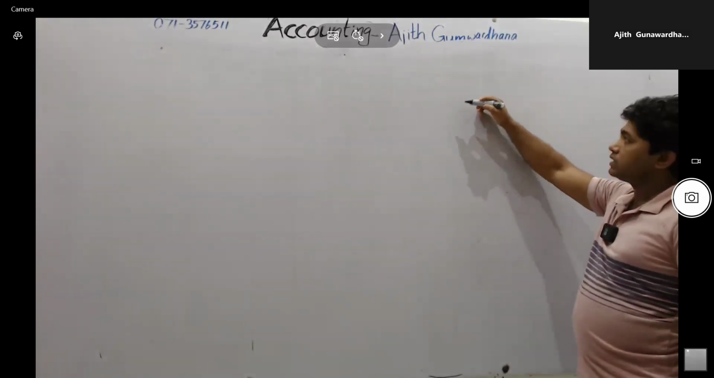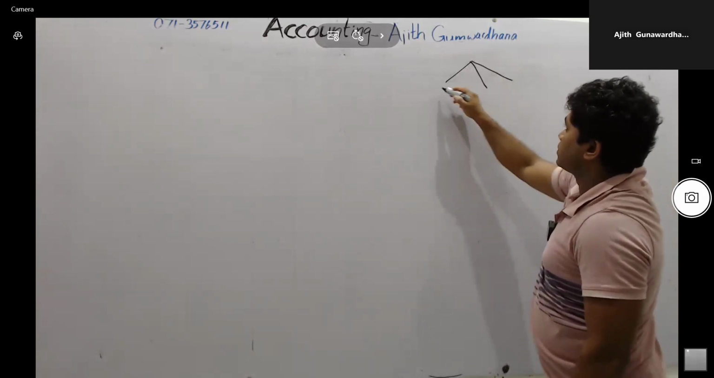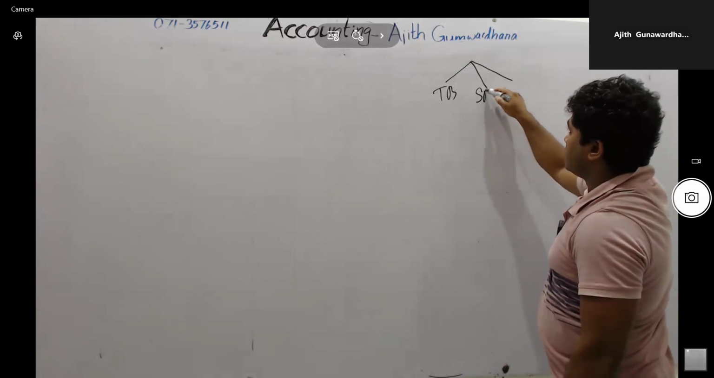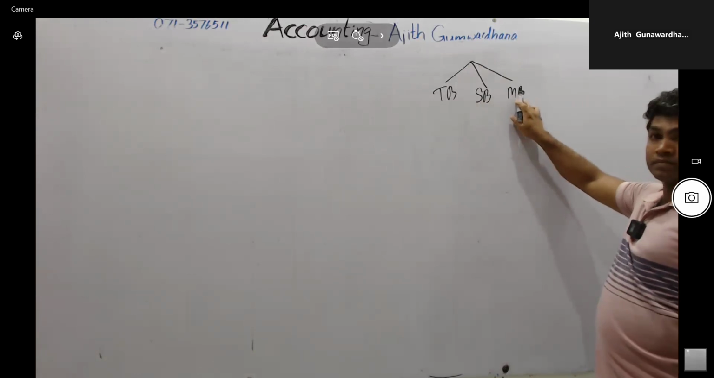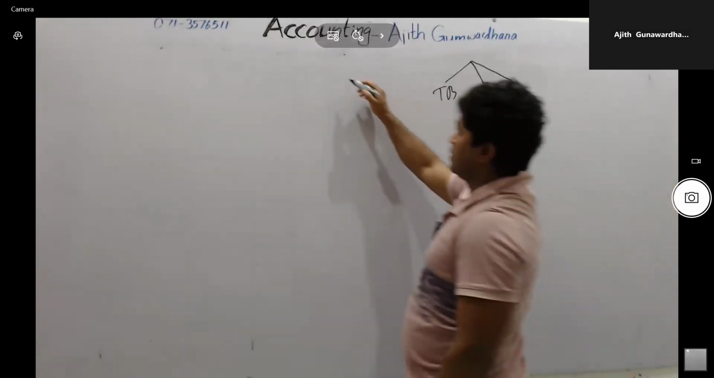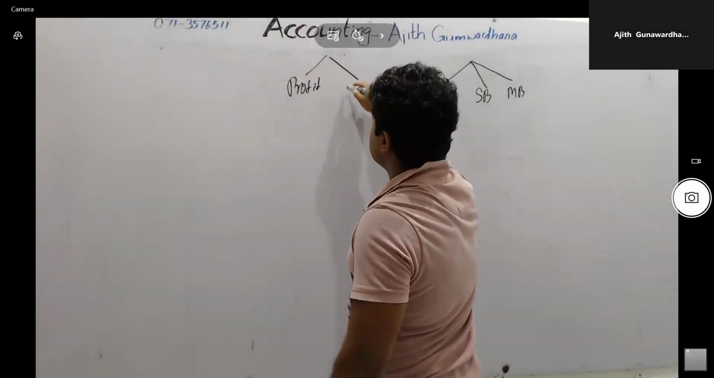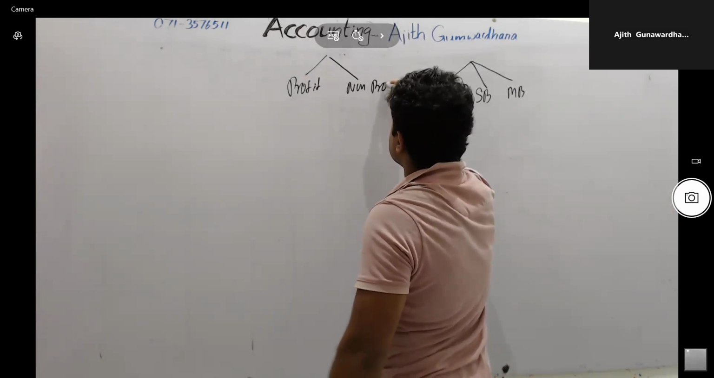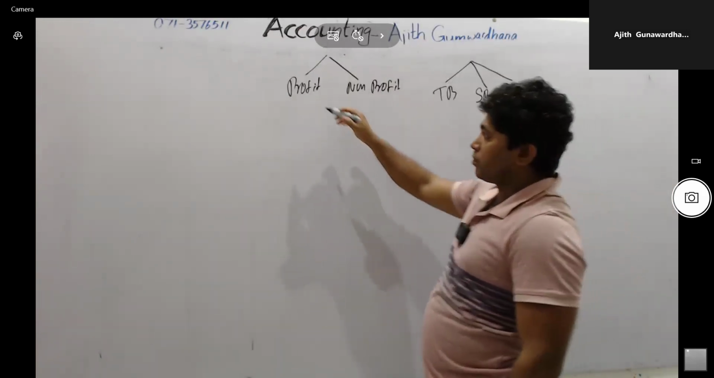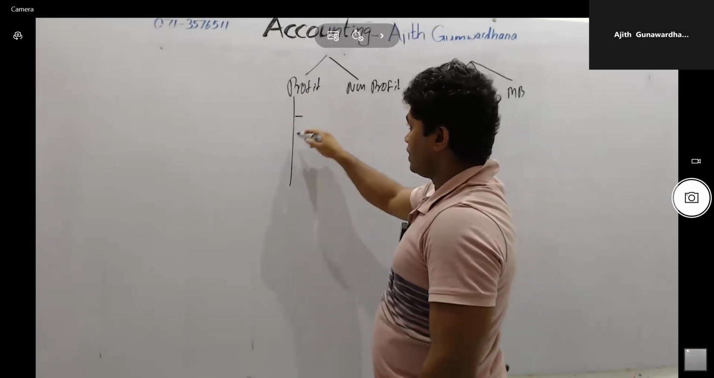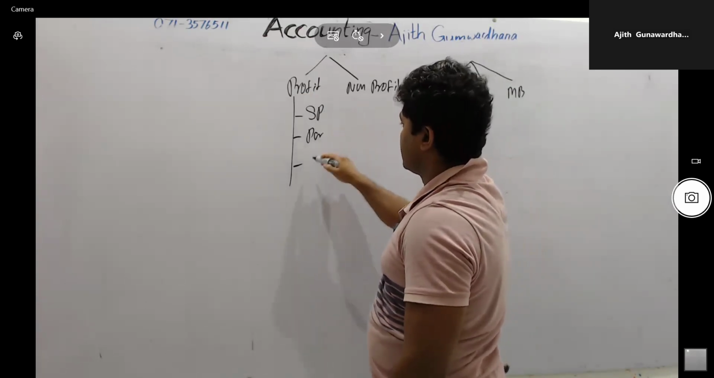Normally, business can be divided into 3 parts: trading business, service business, and manufacturing business. Organizations can mainly be divided into 2 parts: profit-making organizations as well as non-profit organizations. Profit-making organizations can be further divided into 3 parts: sole proprietorships, partnerships, and companies.